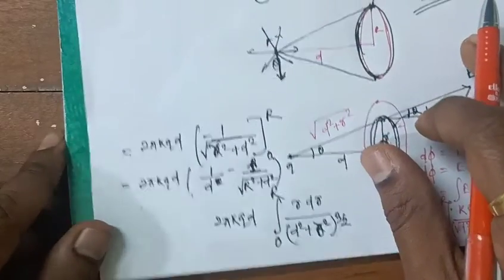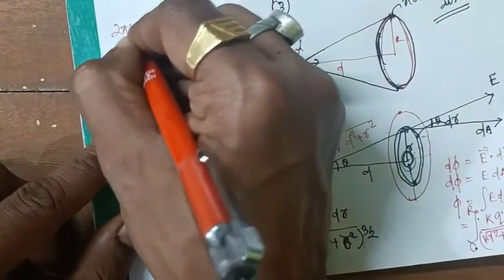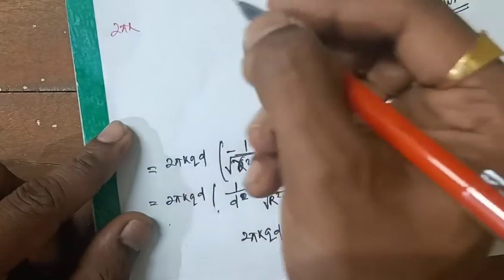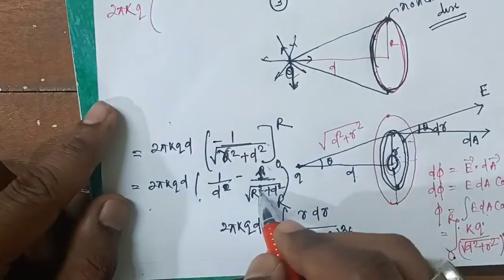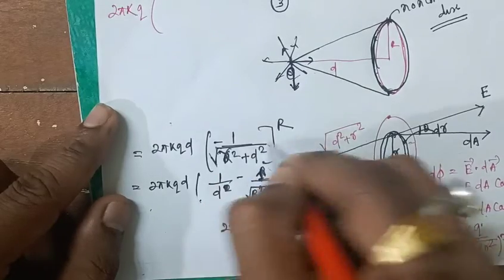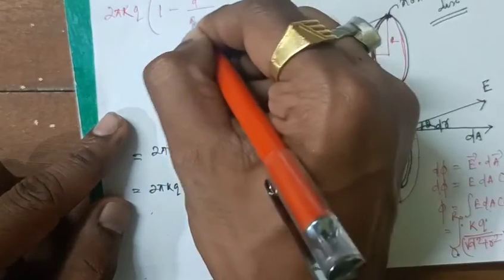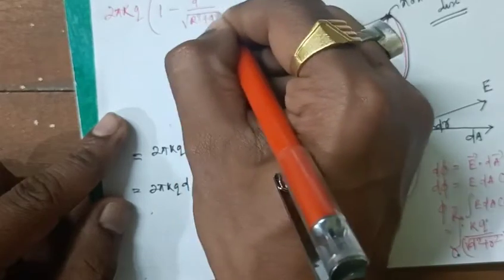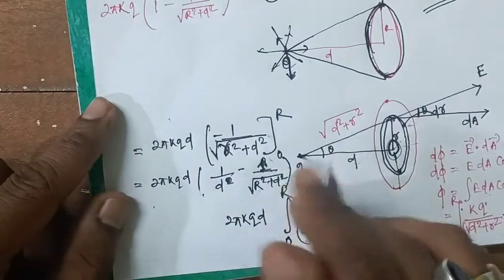Now, little carefully I will multiply all these things. So this is 2 pi k q, and this d is simply multiplied here. The expression will be in terms of root over. So d, this is 1 minus d by root over r square plus d square. I hope this scenario is pretty clear.